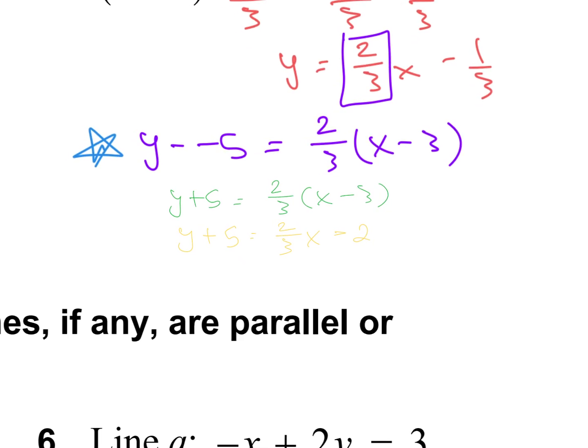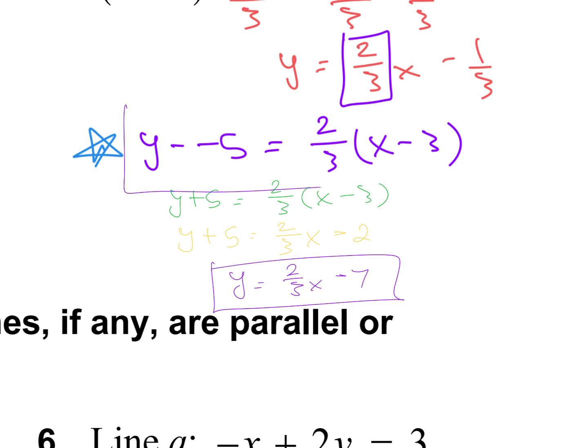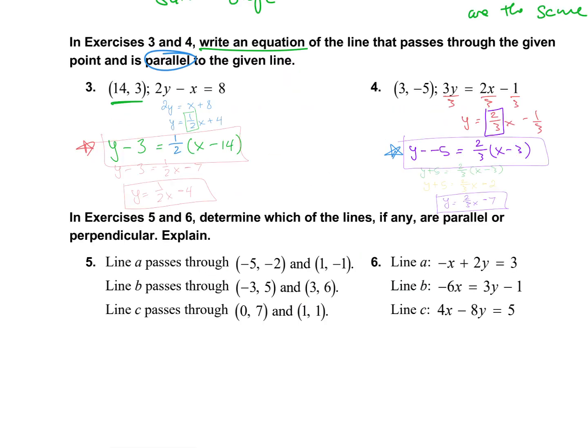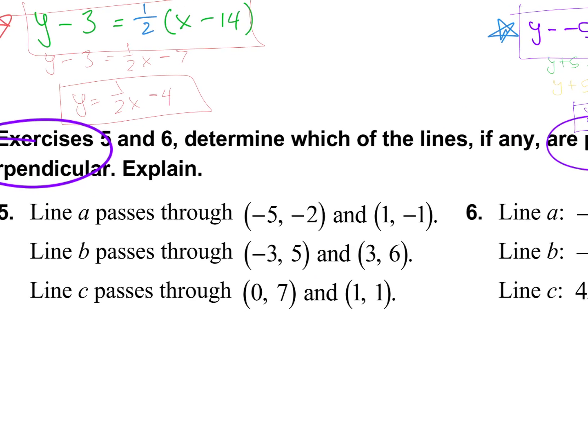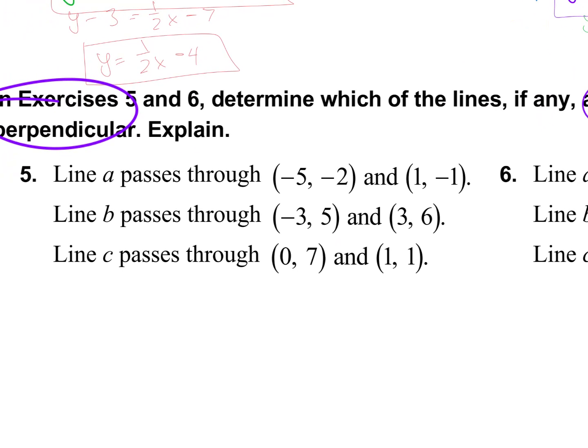So I distributed 2/3, and I got 2/3 x minus 2, because 2/3 times -3, the 3's are going to kind of cancel out and give us -2. And then now I need to subtract 5, so it's y equals 2/3 x minus 7. So that's one answer. There's the other answer. Now we're determining if they're parallel or perpendicular. So we need the slope. I mean, they all come down to slopes being their biggest thing.